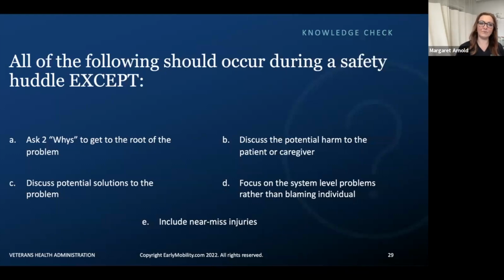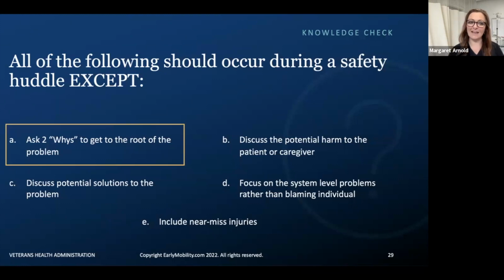Let's do another knowledge check. All of the following should occur during a safety huddle, except A, ask 2 whys to get to the root of the problem. B, discuss the potential harm to the patient or caregiver. C, discuss potential solutions to the problem. D, focus on the system level problems rather than blaming the individual. Or E, include near miss injuries. Correct answer is A. We have to ask 5 whys to get to the root of the problem, not just 2. Everything else should occur during a safety huddle.